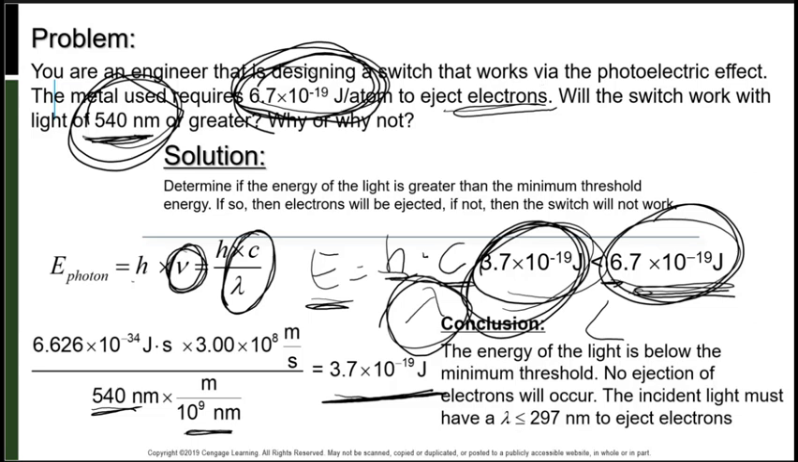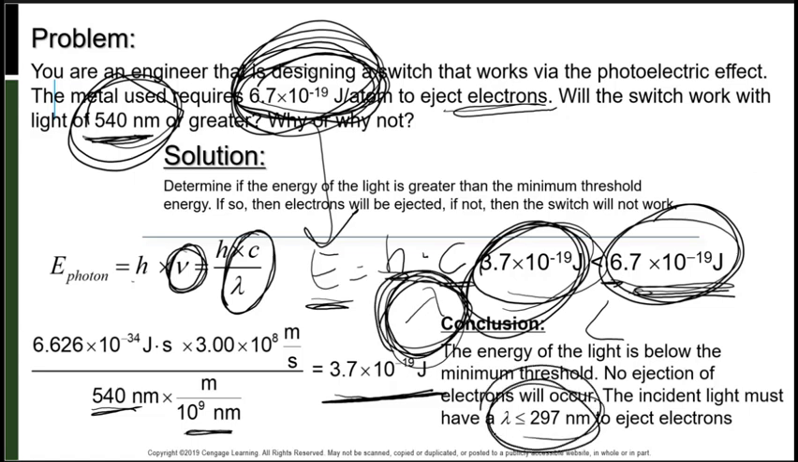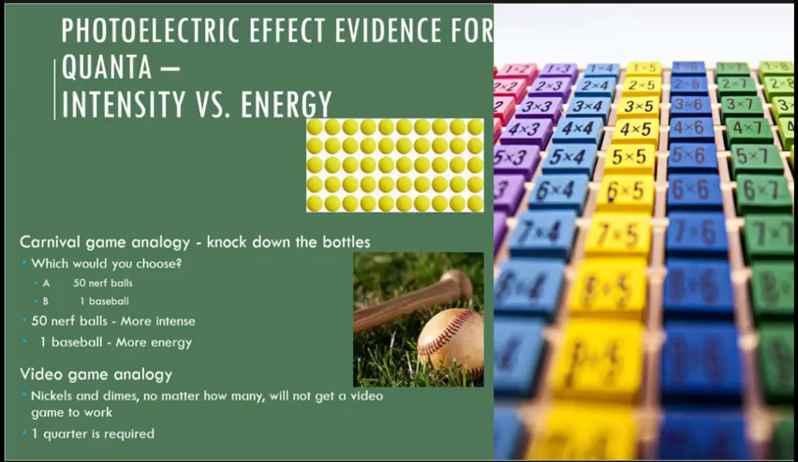If I wanted to find out the wavelength of light needed, I would plug this in for my energy and solve for wavelength. If I did that, it would tell me that I would need a wavelength of at least 297 nanometers to emit electrons. Let's look at the photoelectric effect as evidence for quanta.